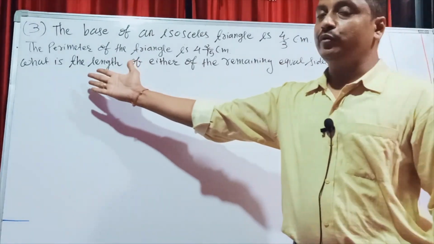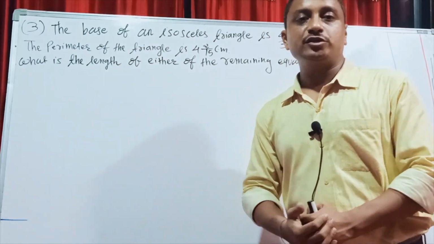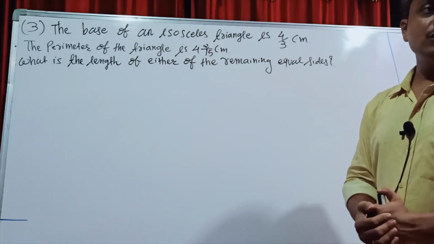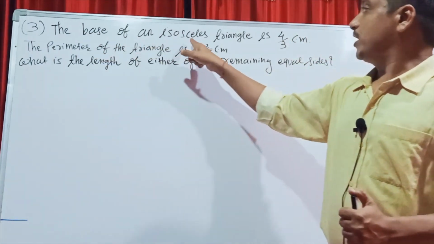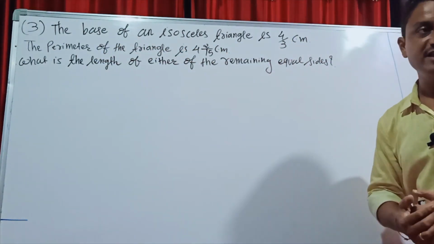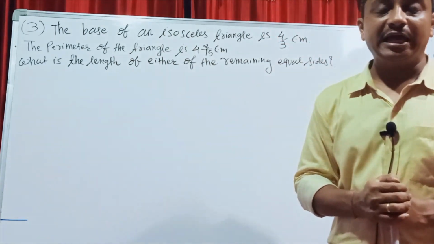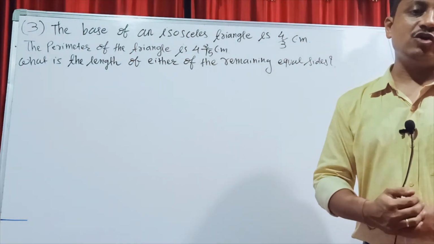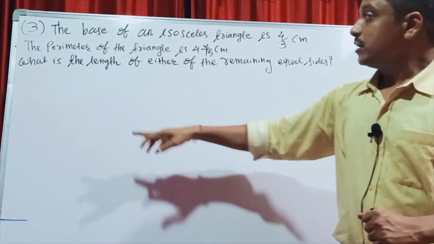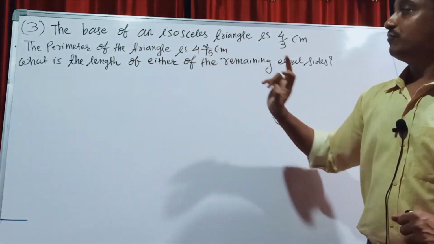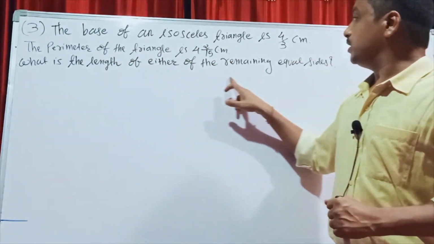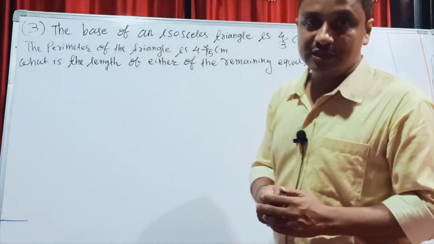Yes students, now I continue exercise 2.2, question number 3. The question is that the base of an isosceles triangle is 4 by 3 centimeter. You know students, an isosceles triangle means a triangle having two sides equal, any two sides. The perimeter is given as 4 integer 2 by 15. What is the length of either of the remaining two sides?